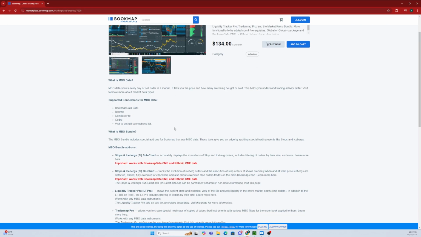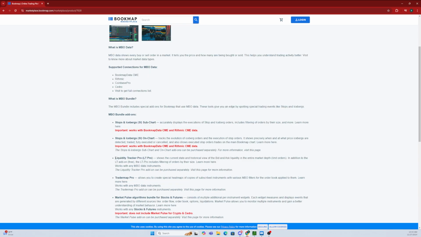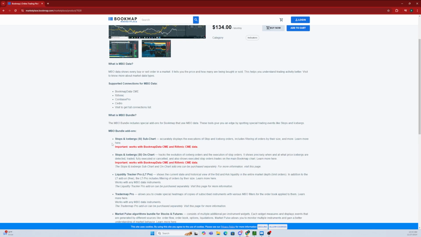Now inside of the MBO bundle, there are a few add-ons that are included. The stops and icebergs, which you can put on your chart. Then you also have the stops and icebergs on your subchart. Then you get access to the liquidity tracker, Trader Map Pro, and Market Pulse algorithms bundle for stocks and futures. So as you can see, there are many add-ons included in the MBO bundle, but I want to cover how I use the stops and icebergs indicator to make money.